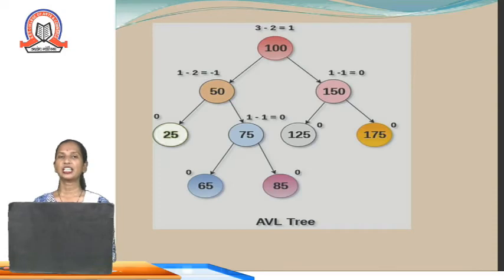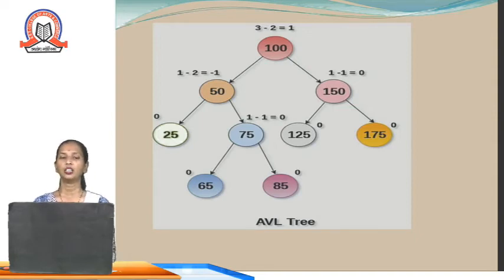So this is an example. How do we check that the balance factor for each and every node is 0 or minus 1 or 1? So let us see the leaf node, that is 65. Its balance factor is 0 because it is a leaf node. Over here the left child is absent, the right child is absent, so the balance factor is 0. Same for the node 85, and similarly for the nodes 25, 125 and 175.